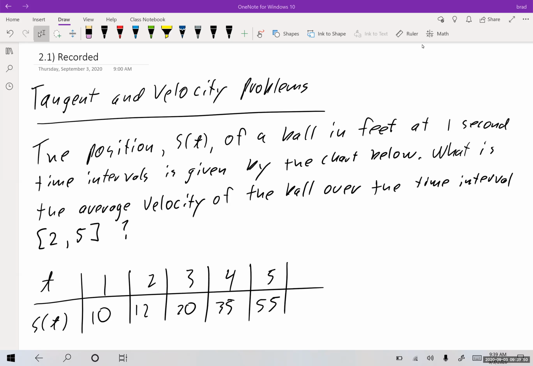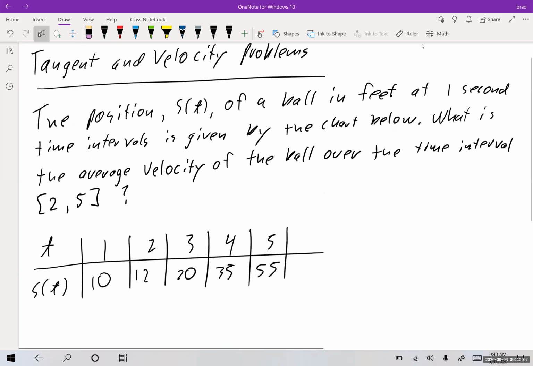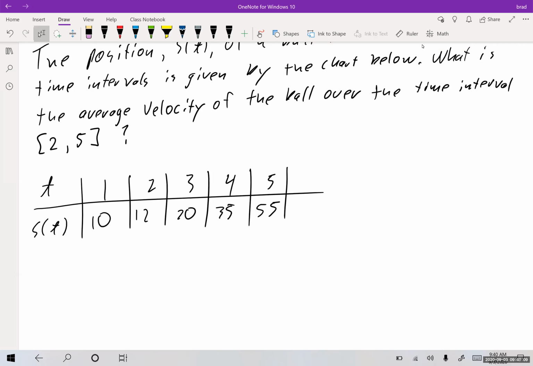So let's take a look at an example first to see what we're getting ourselves into. It says the position s of t of a ball in feet at 1 second time intervals is given by the chart below. What is the average velocity of the ball over the time interval 2 to 5? So basically we have this chart of data, and we have t equals 1, 2, 3, 4, and 5 seconds. And then we have s of t, which is the position function.